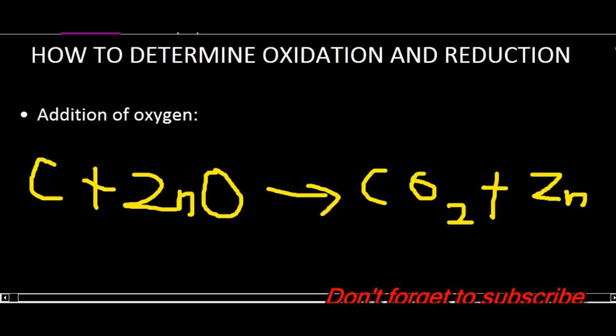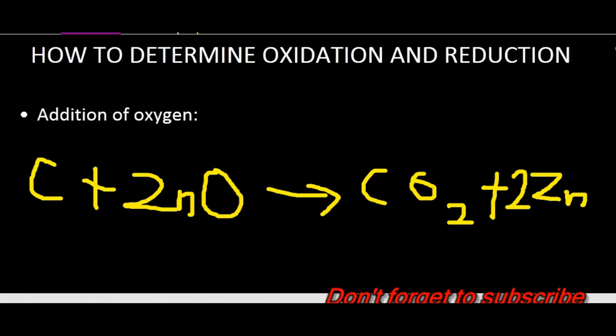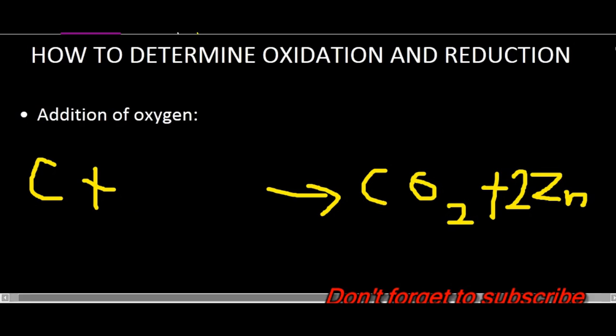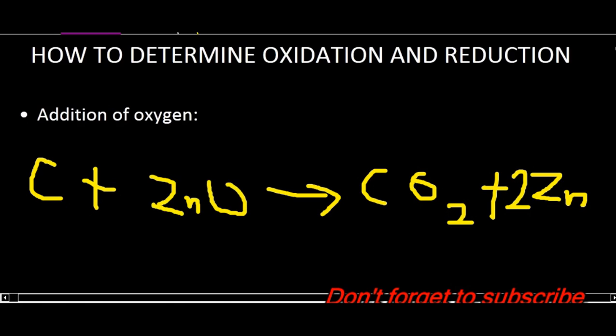This equation is not balanced yet, so let's go ahead and balance the equation. This will have 2 here and right here. Okay, let me make this a bit more spacious. So this right here will be zinc oxide, but 2 molecules of zinc oxide.